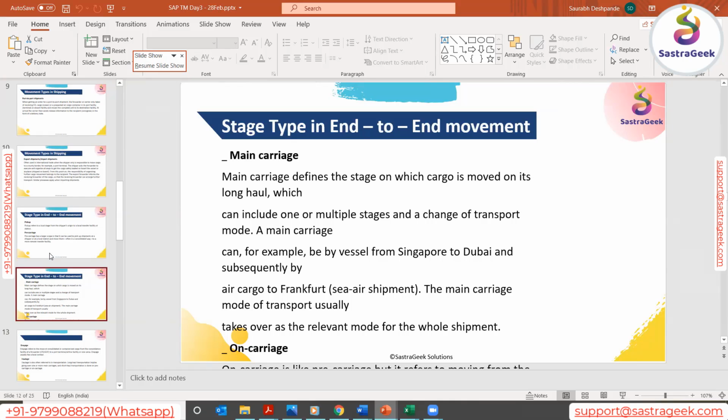Currently, we are not talking about SAP TM. We are just talking about the terminologies that is used in general transport. Is everybody clear till here? Any issues? Sandeep, I have a question, please.